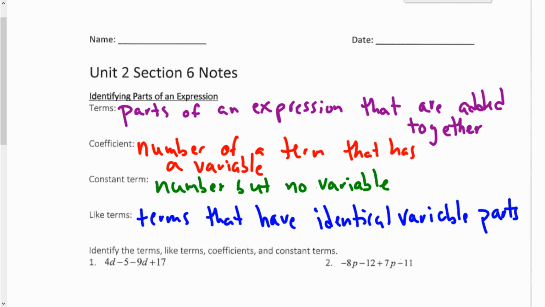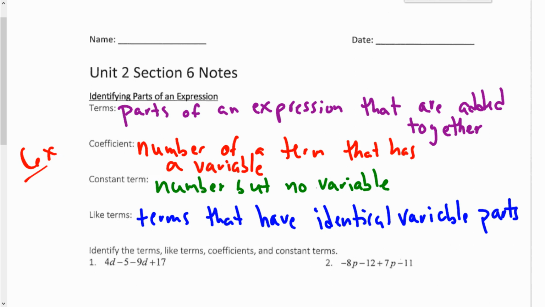So the first thing is a term. The terms are the parts of an expression that are added together. A coefficient is a number of a term that has a variable. So for instance, if we had 6x, the 6 would be the coefficient.